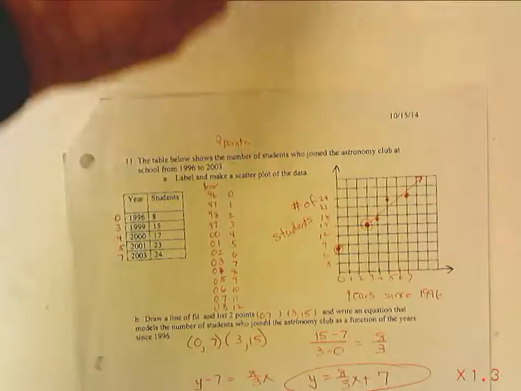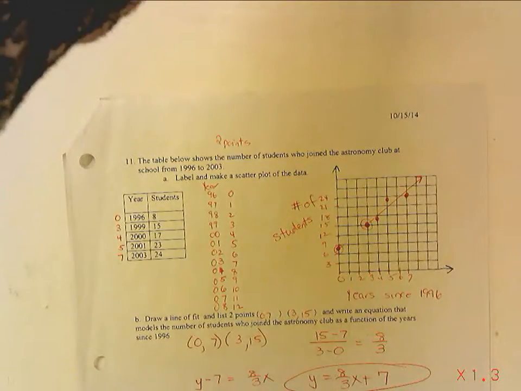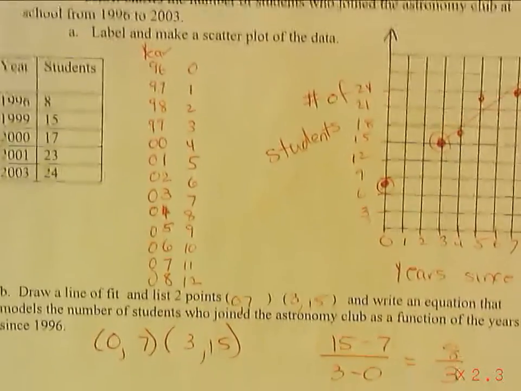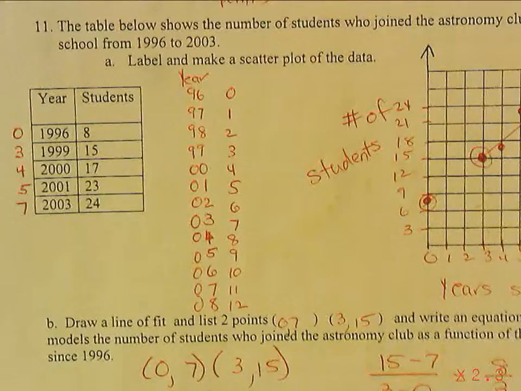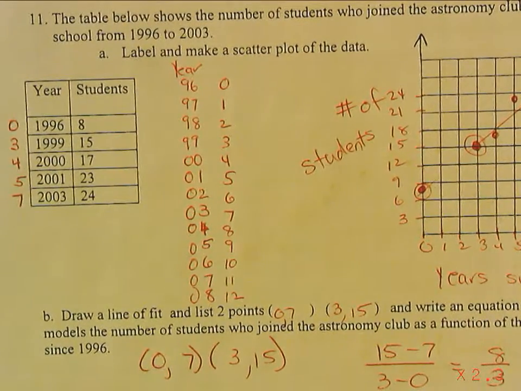Okay, now we're going to do questions 11 and 12 from quiz 5B. Now, the first thing that you should be doing is they give us a table and they say the table below shows the number of students who joined the astronomy club at school from 1996 to 2003.